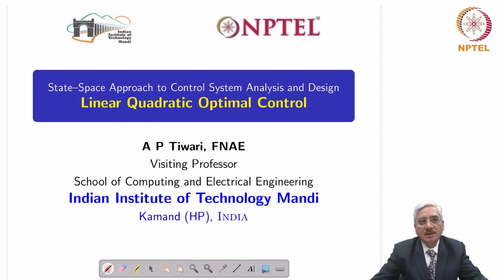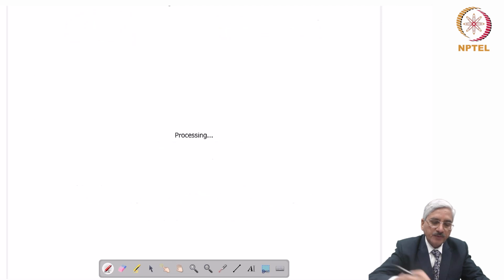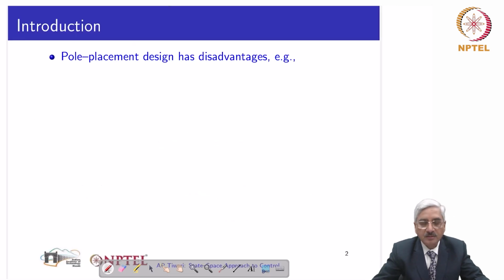Before this, we have seen the pole placement design methods, wherein the desired system response is achieved through design of a control that places the poles of the closed loop system at the desired locations. That method is quite effective. However, there are a few drawbacks, a few disadvantages, in that method.